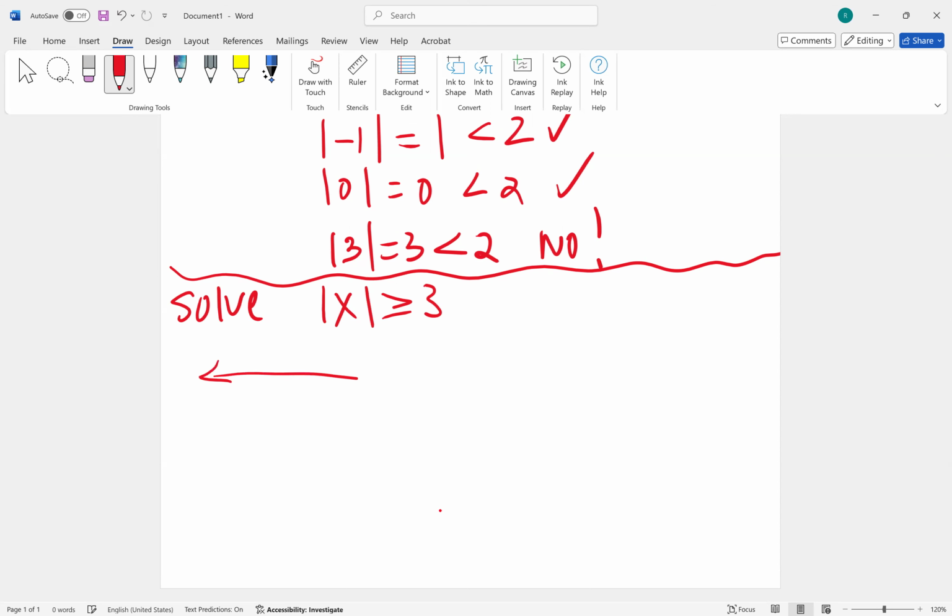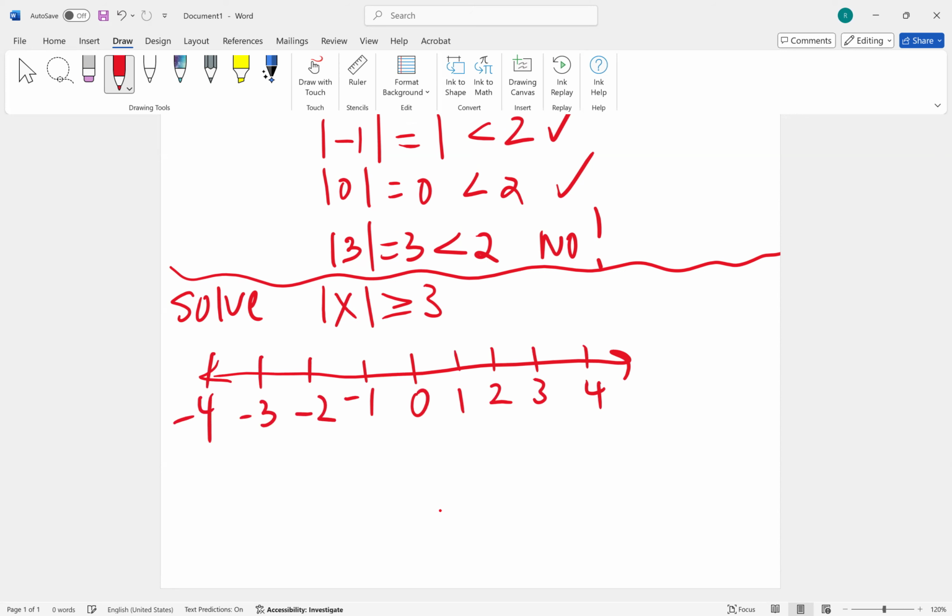So again, I always think it's nice to look at a number line. So the absolute value of x has to be greater than or equal to 3. So what that means is the distance that x is from 0 on a number line has to be 3 or more. So all my solutions have to be a distance of 3 or more away from 0. Well, here's 3, right? And negative 3, both those values are a distance of 3 from 0 on a number line. So they're included, right? Because the absolute value of x can be greater than or equal to 3.